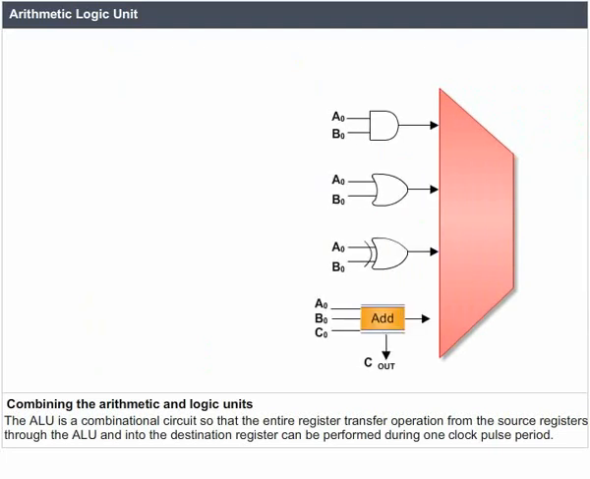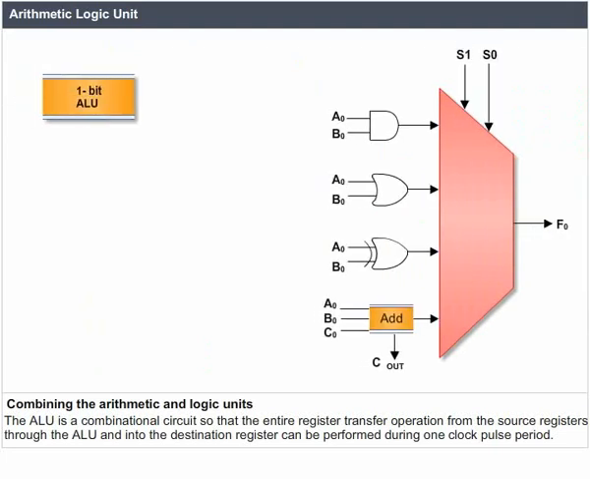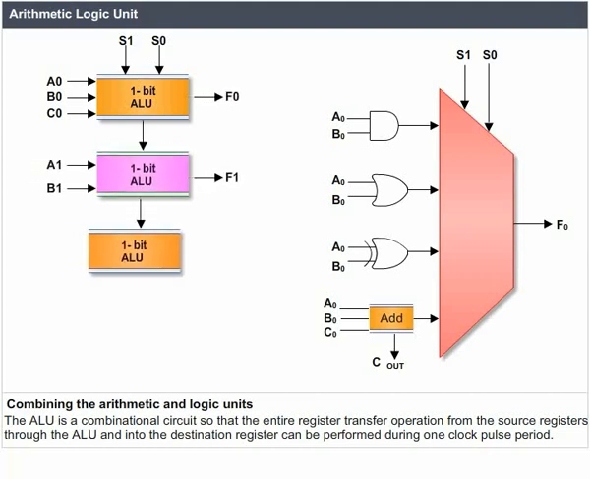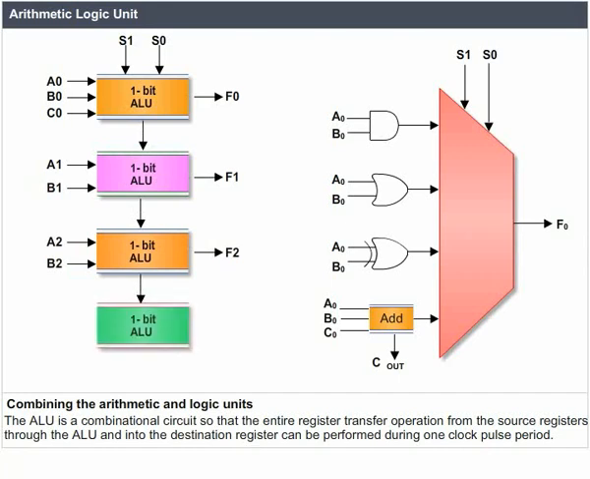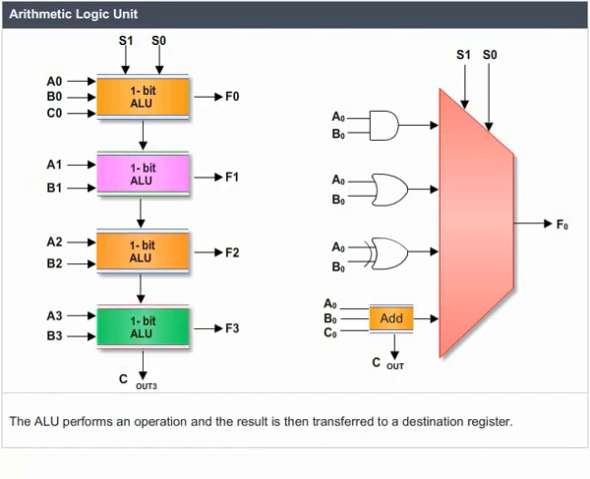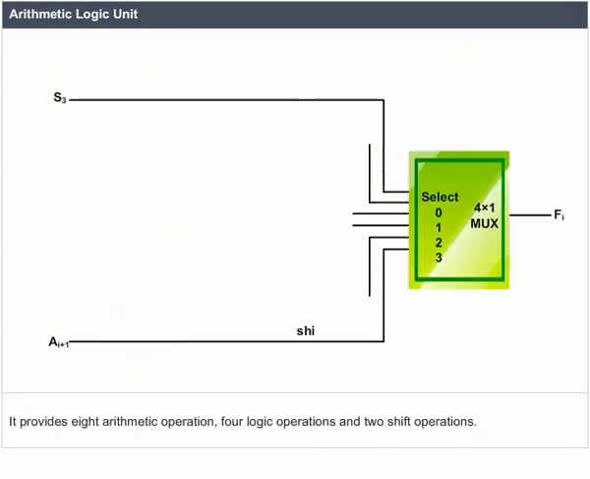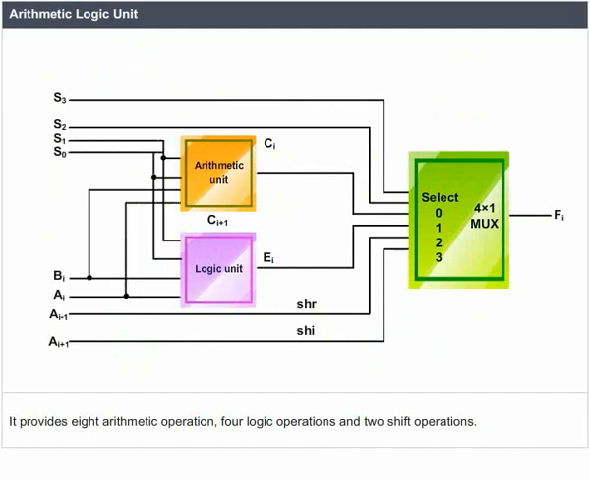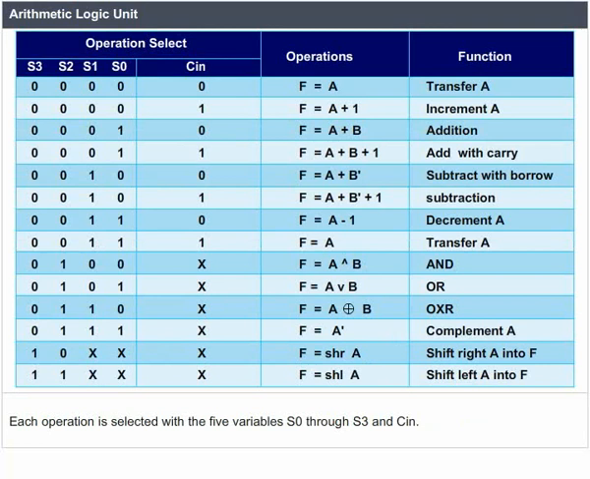Combining the arithmetic and logic units. The ALU is a combinational circuit so that the entire register transfer operation from the source registers through the ALU and into the destination register can be performed during one clock pulse period. The ALU performs an operation and the result is then transferred to a destination register. It provides 8 arithmetic operations, 4 logic operations, and 2 shift operations. Each operation is selected with the 5 variables S0 through S3 and Cin.